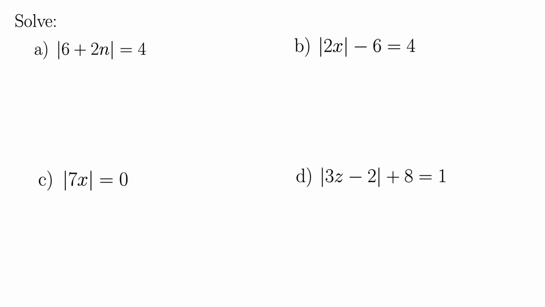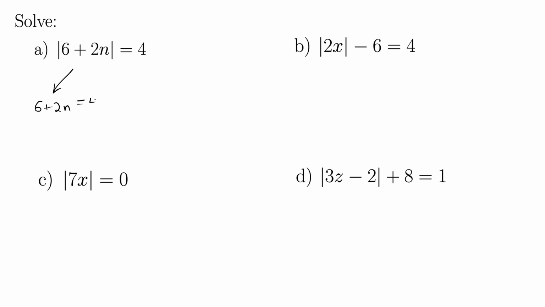This example asks us to solve four different absolute value equations. Let's start with the first one. We have absolute value of 6 plus 2n equals 4. For absolute value equations, we break them down into two pieces. The first one, we just keep the outside quantity positive. Everything inside the absolute value always stays positive out here, so we just copy and paste that, 6 plus 2n.